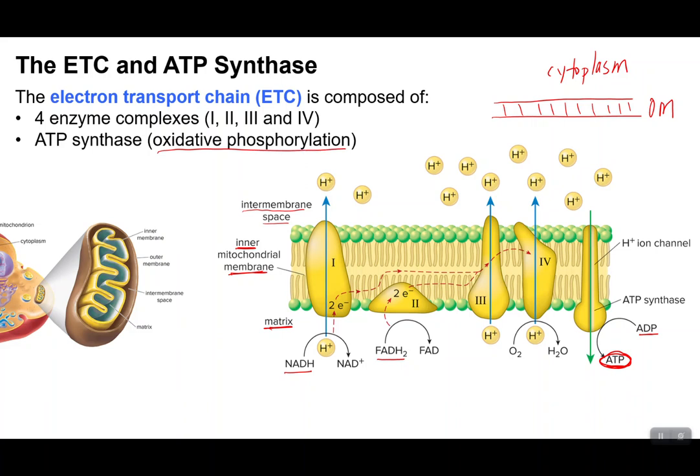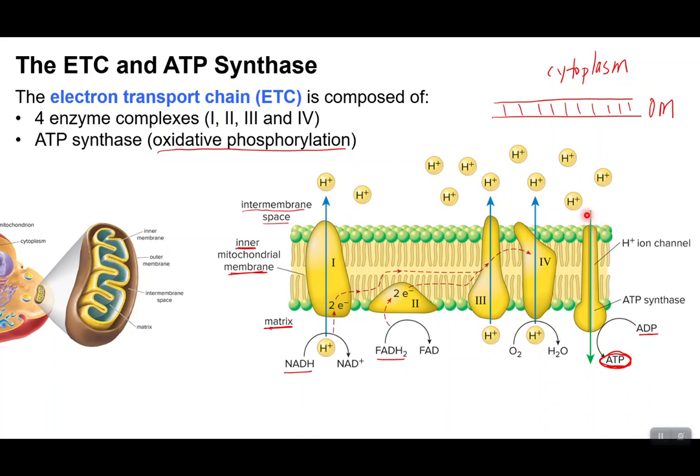Basically, it means all 4 complexes shown here with Roman numerals, plus your ATP synthase. And so sometimes those two will be used interchangeably. However, sometimes oxidative phosphorylation is used to refer to just the ATP synthase, and the electron transport chain term is sometimes used to refer to just the first 4 complexes. But in this video, we are going to use electron transport chain and oxidative phosphorylation interchangeably, and it's going to mean all of the 4 complexes and the ATP synthase.